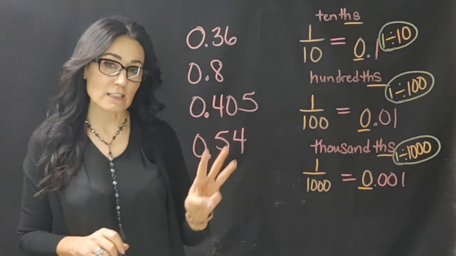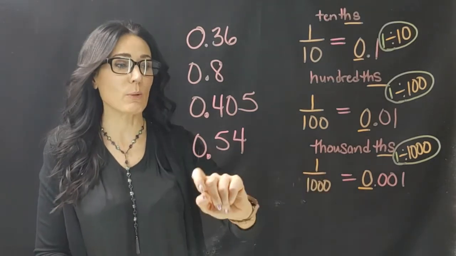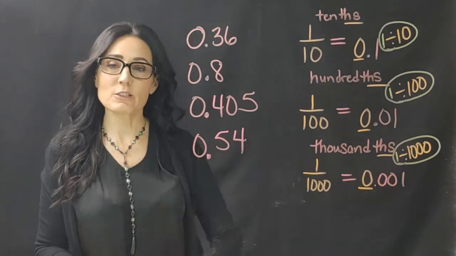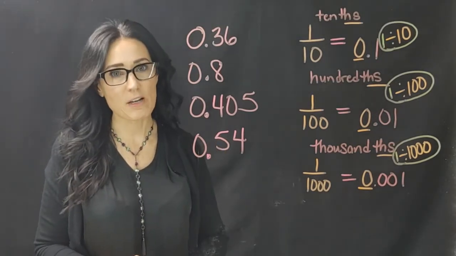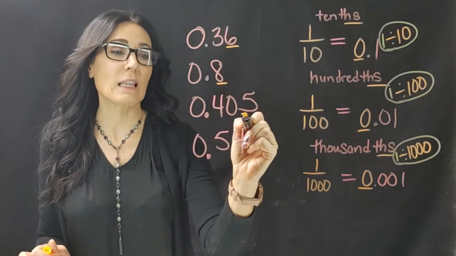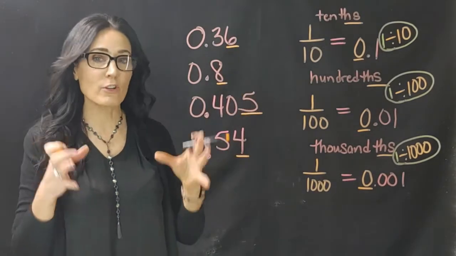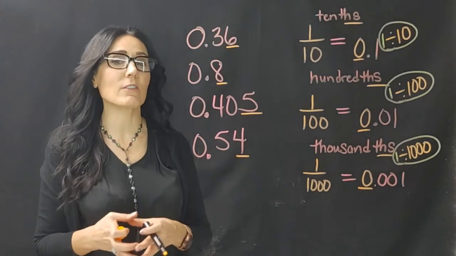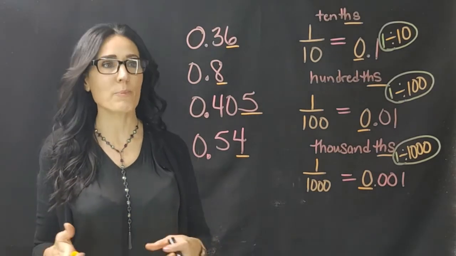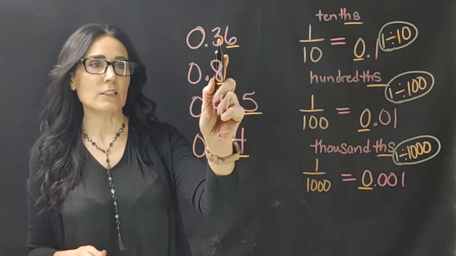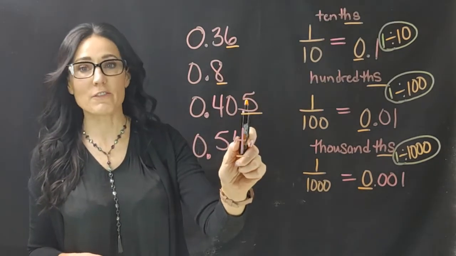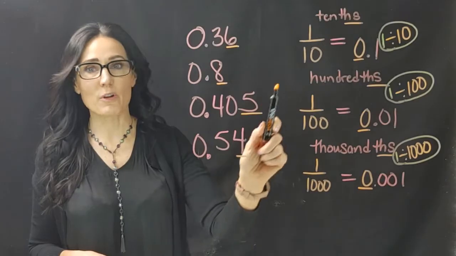This one has 3 decimal places, and it's going to be thousandths, so we would say 405 thousandths. This one has 2 decimal places, so it is called 54 hundredths. So remember, what gives the decimal the name is going to be the very last number. Wherever that place value is, that's going to give the decimal its name. It's like its last name. It's the official name of that decimal. All right, and then we just basically read it as 36 hundredths, 8 tenths, 405 thousandths, and 54 hundredths.